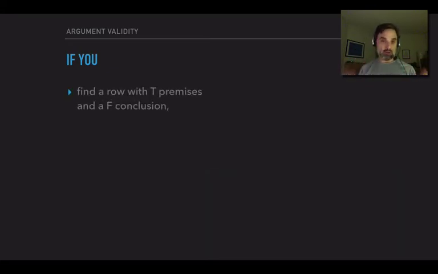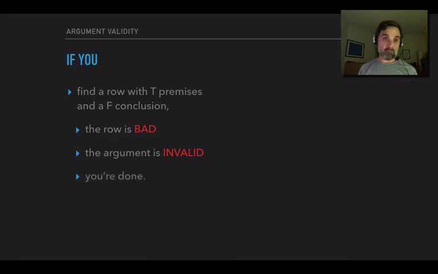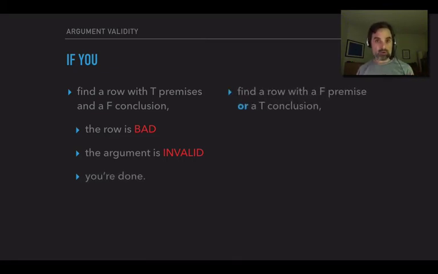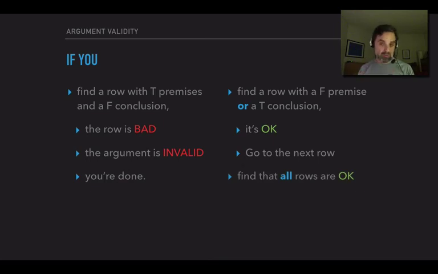So how do you do this? You start by looking at rows, and if you find a row with true premises and a false conclusion, the row is bad, the argument is invalid, and you're done. On the other hand, if you find a row with at least one false premise or a true conclusion, the row is okay, and you go to the next row. If you keep doing that and you find that all the rows are okay, then the argument is valid and you're done. So one of those two things is going to happen. Either you'll eventually find a bad row, or all the rows will have turned out to be okay, and either way you'll have decided that the argument is invalid or valid.